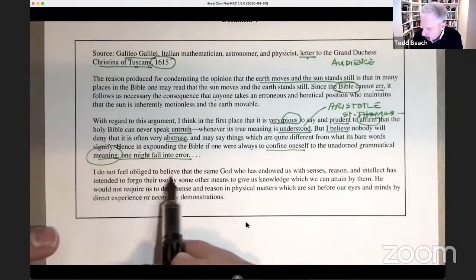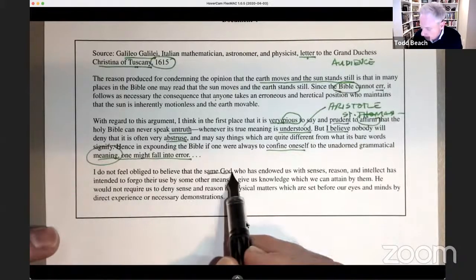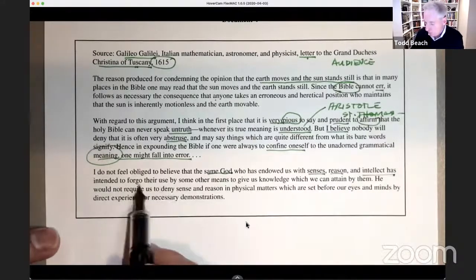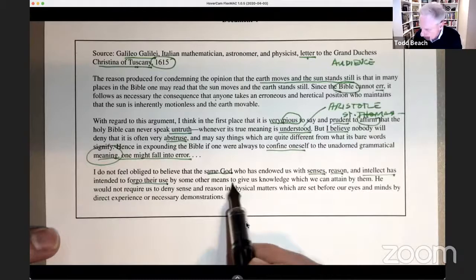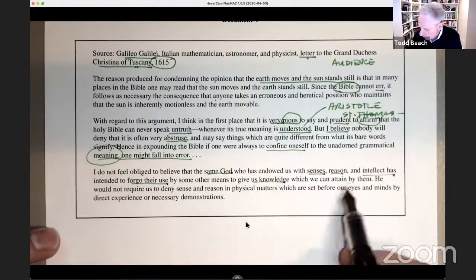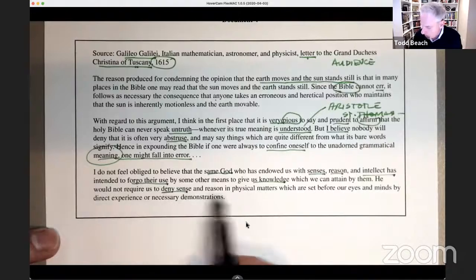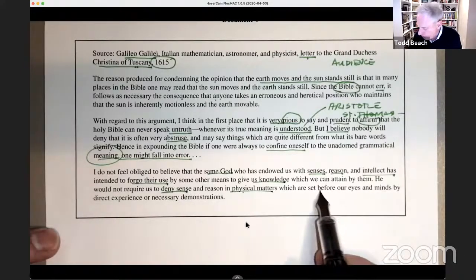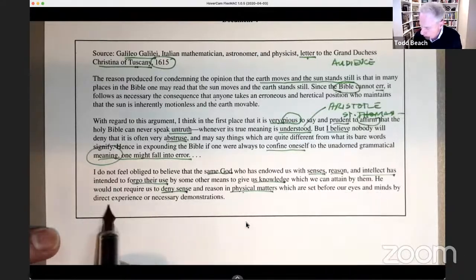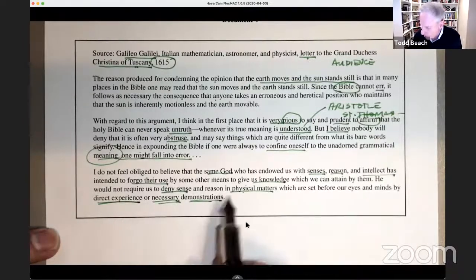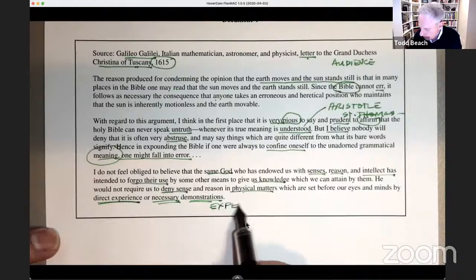I do not feel obliged to believe that the same God who's endowed us with senses, reason, and intellect has intended to forego their use by some other means to give us knowledge, which we can attain by them. He would not require us to deny sense and reason in physical matters which are set before our eyes and minds by direct experience or necessary demonstrations. He is talking about experiments.